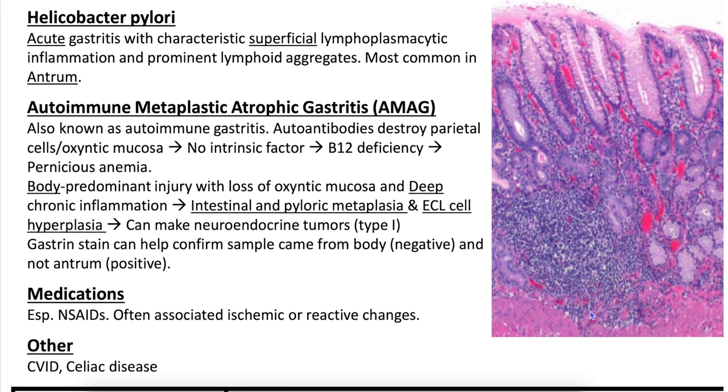AMAG, get your gastrin stained to see if the antralized mucosa is positive, then it's in the antrum. If the gastrin stain is negative, then it's oxyntic, but it's antralized, and that increases your suspicion for AMAG. Get your chromogranin or neuroendocrine markers, and you'll see the ECL cell hyperplasia from the excess gastrin stimulation.